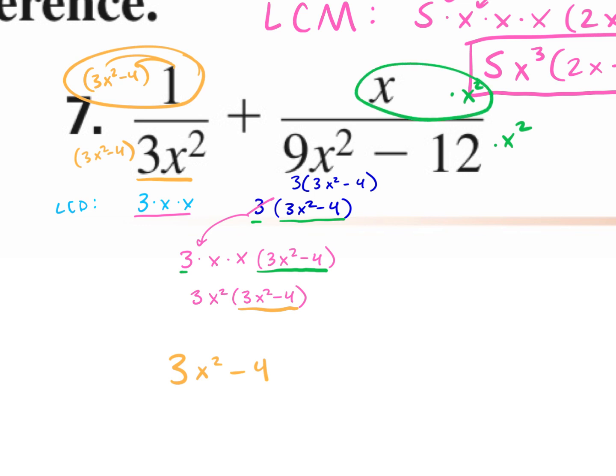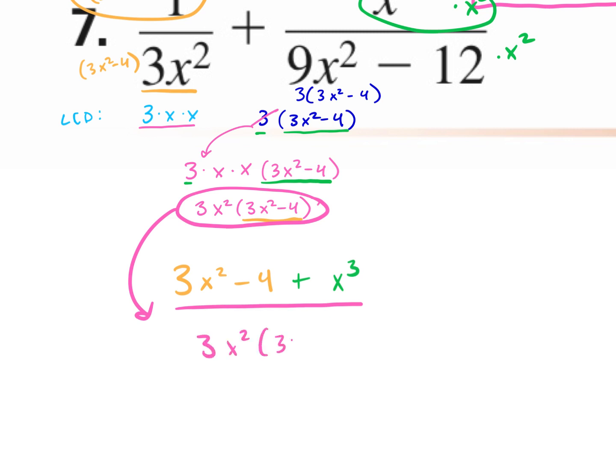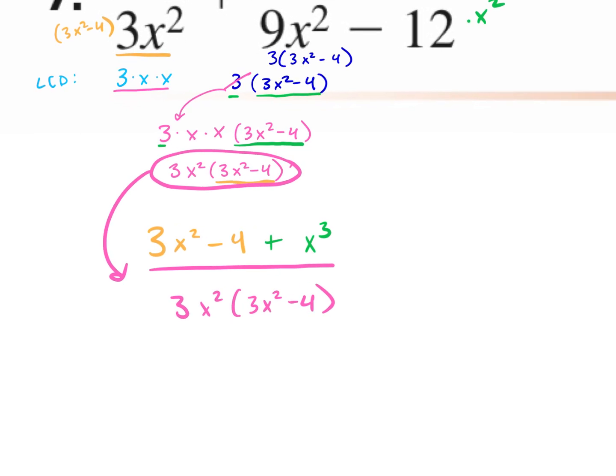So we're going to multiply the top together. What is x times x squared? X cubed. So this would be plus x cubed. And then my denominator is my least common denominator that I already found. So this would be 3x squared times 3x squared minus 4. On the top, I'm just going to rewrite it in standard form. So this would be x cubed plus 3x squared minus 4 over 3x squared times 3x squared minus 4.